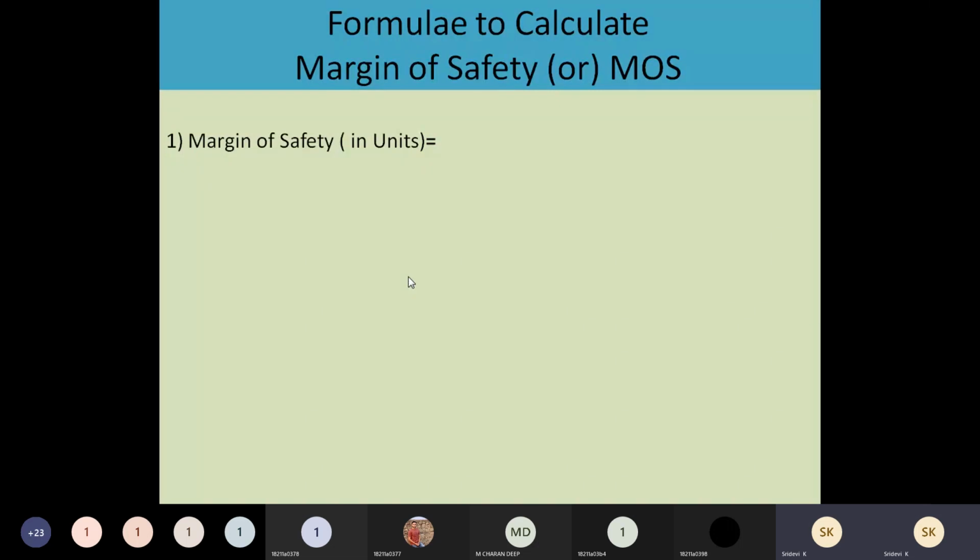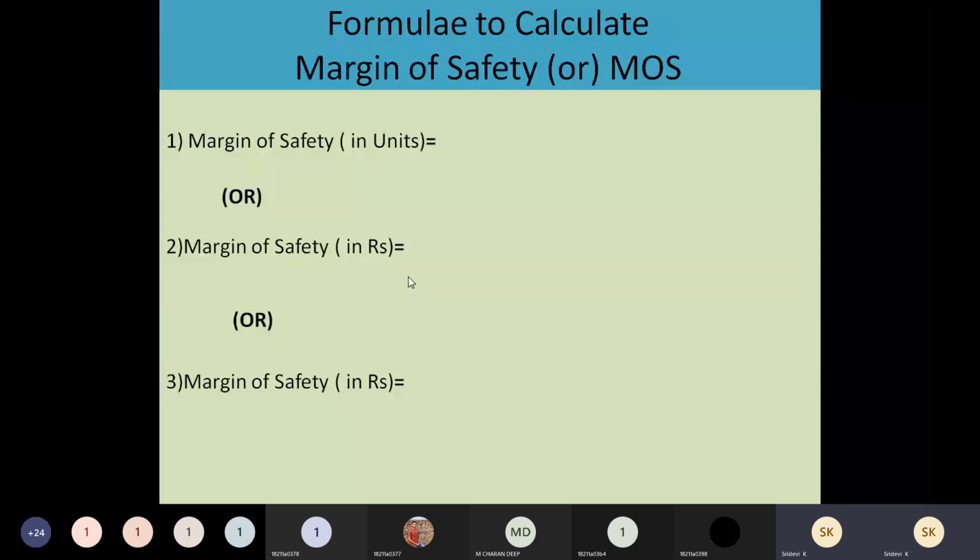So how you are going to calculate this is: in rupees you can calculate margin of safety. In units you can calculate. So to calculate in rupees we are having two formulas. What are they? Let us see. So first of all, let us see what is the formula for margin of safety in units.